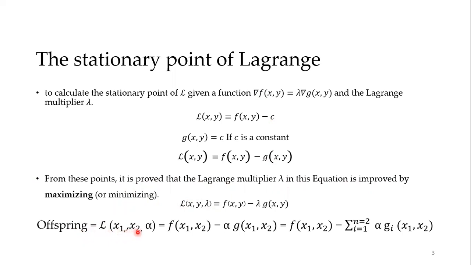So we will have the offspring, which is lambda of x1, x2, and we introduce alpha, which is a parameter when you introduce Lagrange. That equation minus alpha times the constraints. And here, in more detail, the constraint sum can go from i equals 1 to n equals 2. Why? Because we have two solutions, x1 and x2. So then we have alpha g(x1, x2).